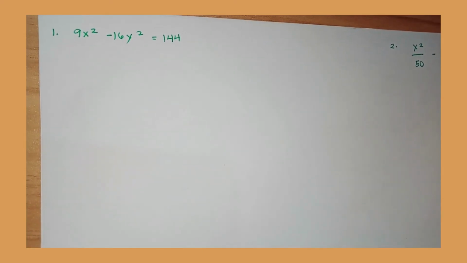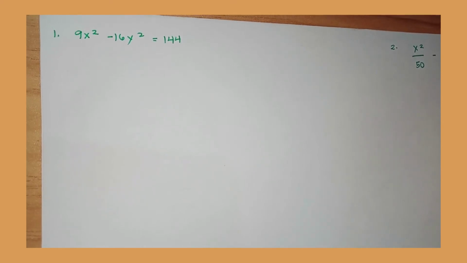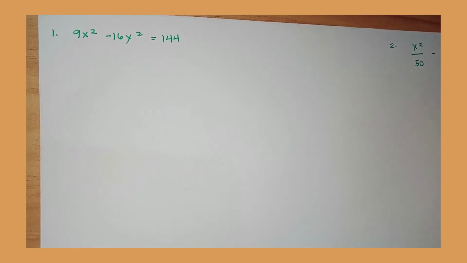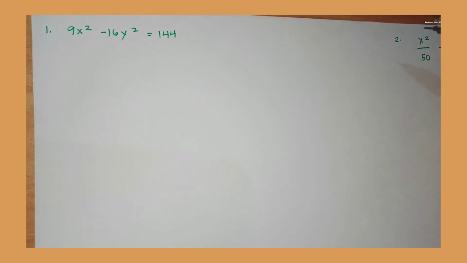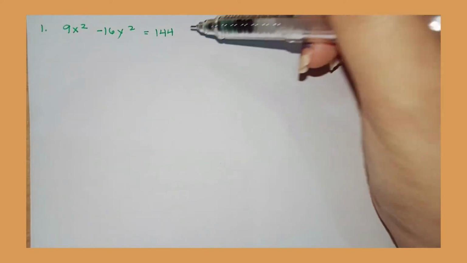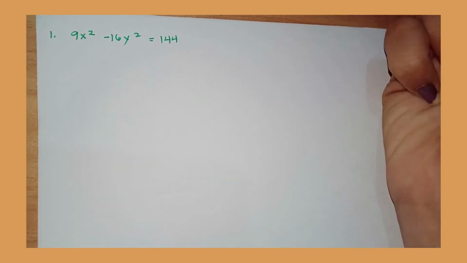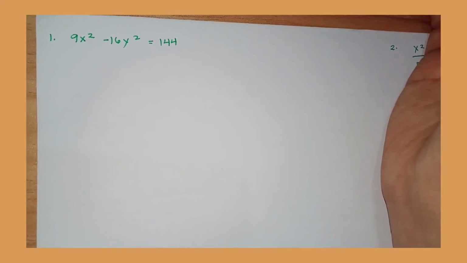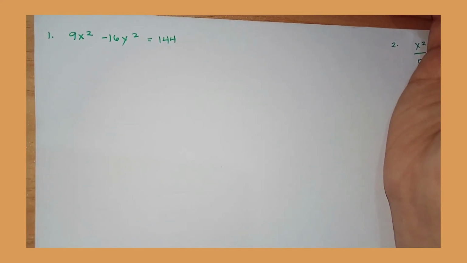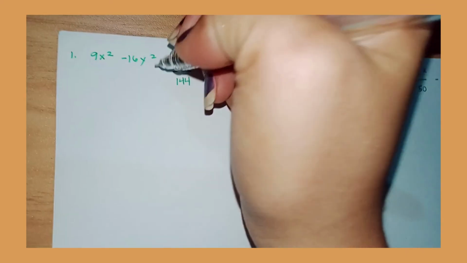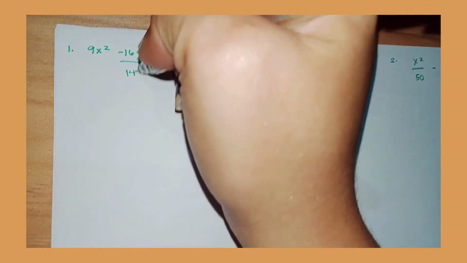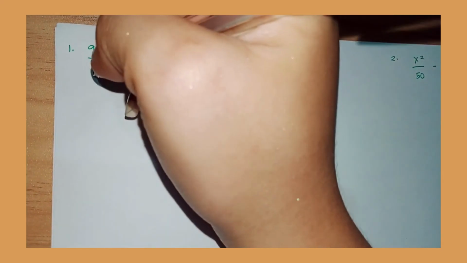Example number 1, we have 9x squared minus 16y squared is equal to 144. So we need to make this equal to 1, as given by the equation of a hyperbola. So what we will do is divide everything by 144. So this is over 144, over 144, over 144.